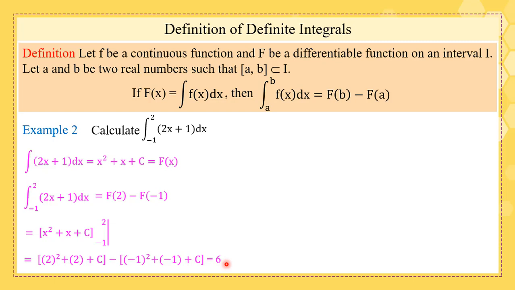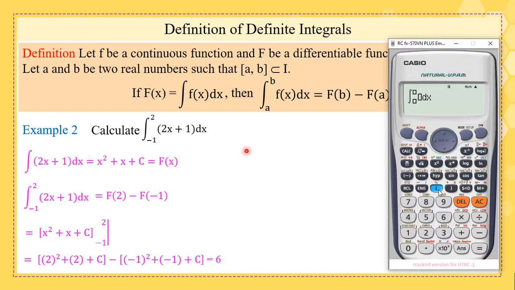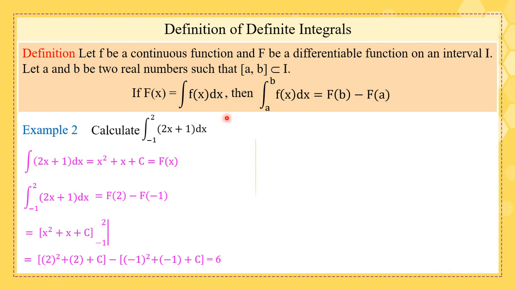Now, we want to learn how to use the calculator to calculate a definite integral. Now we push this button, parentheses, 2 alpha x plus 1, close the parentheses, from minus 1 to 2 equal to 6. The calculator is used when we want to check the result, or if the question is to calculate a definite integral, we can use the calculator directly.